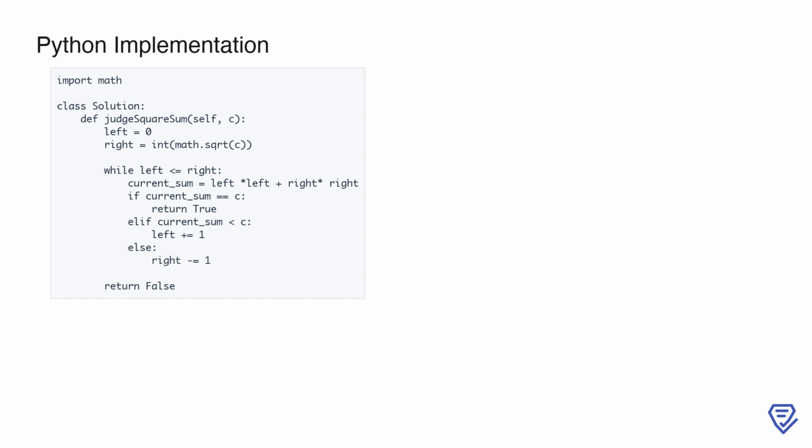3. While loop. The loop continues as long as left is less than or equal to right. The current_sum variable calculates the sum of the squares of left and right. 4. Conditions. If current_sum equals c, the function returns true because a² plus b² equals c has been satisfied. If current_sum is less than c, increment left to increase the sum. If current_sum is greater than c, decrement right to decrease the sum. 5. Return value. If no valid pair is found after the loop ends, the function returns false.